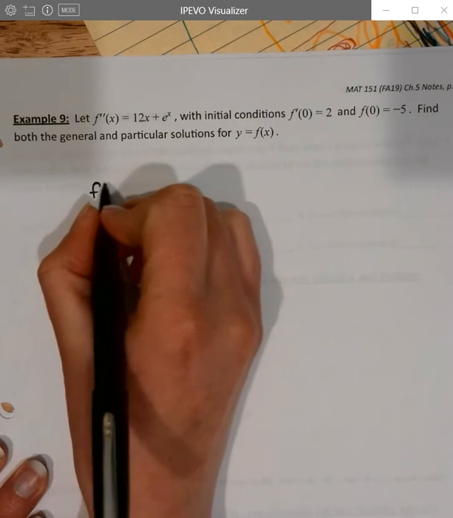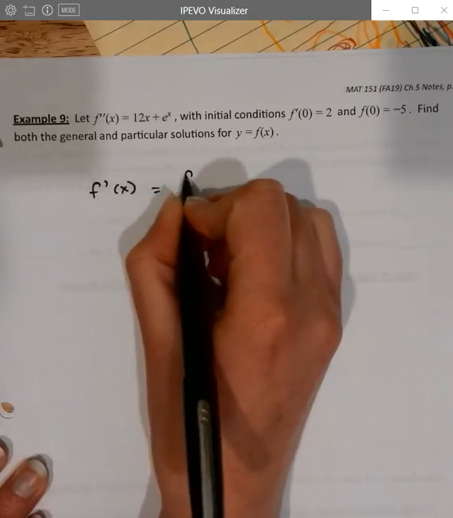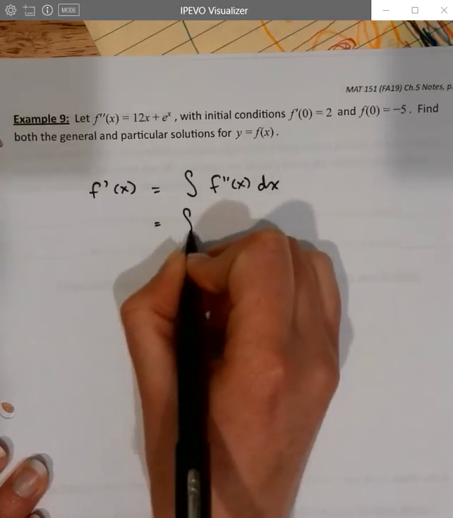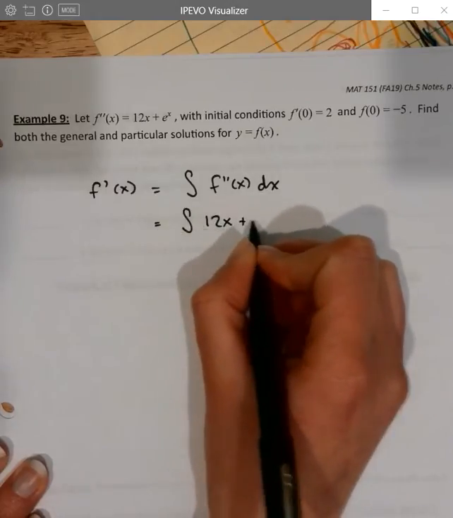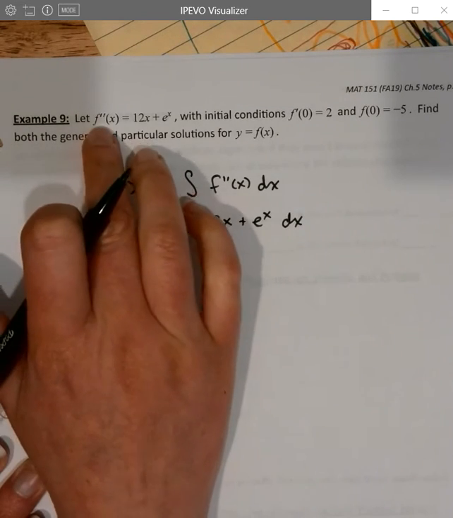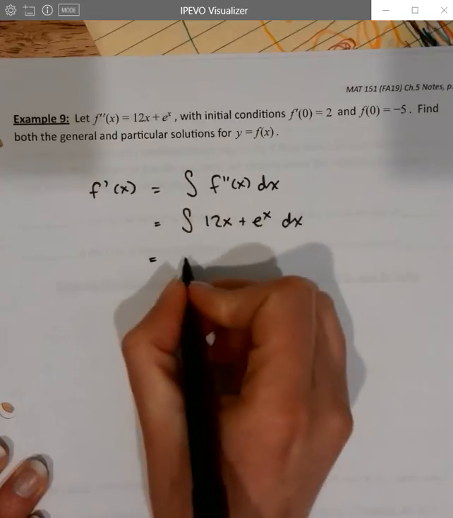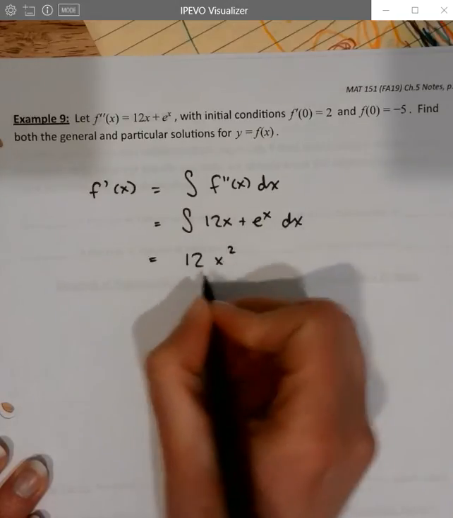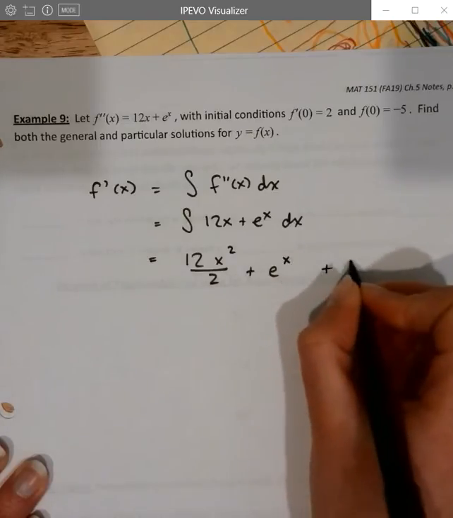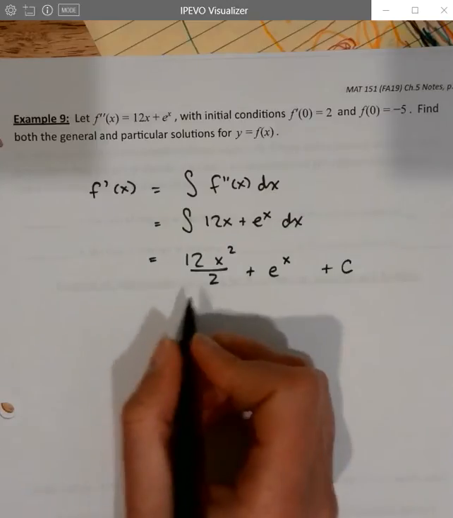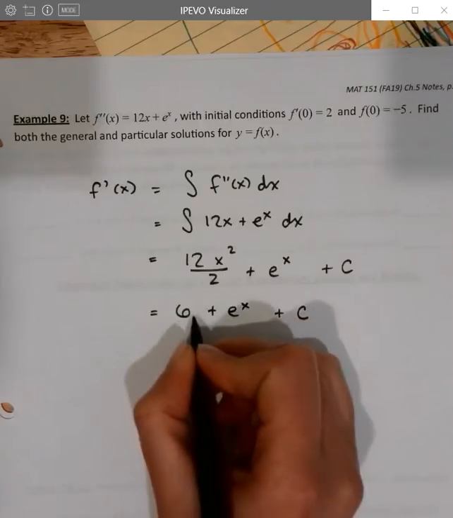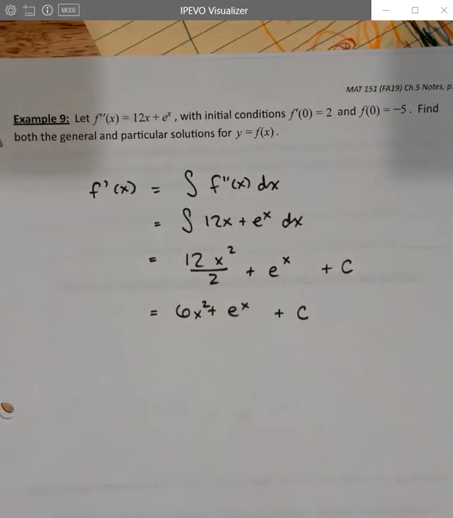So first, I know that the derivative is going to be the integral of the second derivative. So I'm going to go up one layer here. So we're going to take the integral of 12x plus e to the x dx to find the first derivative. If I was given the second derivative, I can integrate once to get the first derivative. So I've got 12, x to the 1 plus 1 is 2, divided by 2, antiderivative of e to the x is e to the x, plus our c. I can simplify that as 6x squared plus e to the x plus c. Sorry, I got excited about reducing that fraction, I forgot my x's.